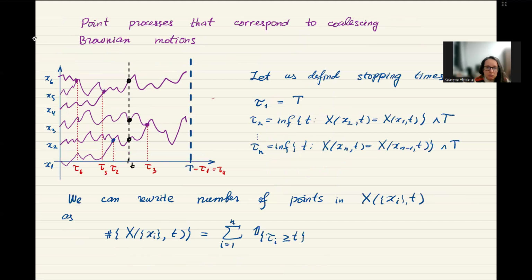So what kind of properties can we get from such a definition of a point process? Let us consider, for example, the case of coalescing Brownian motions. If I want to calculate the expected value of the number of points in my system, how can I count the number of points that are left in my system up to time t small? To do that, we can slightly rewrite. We can understand how we can count the number of trajectories that survive in time t small.